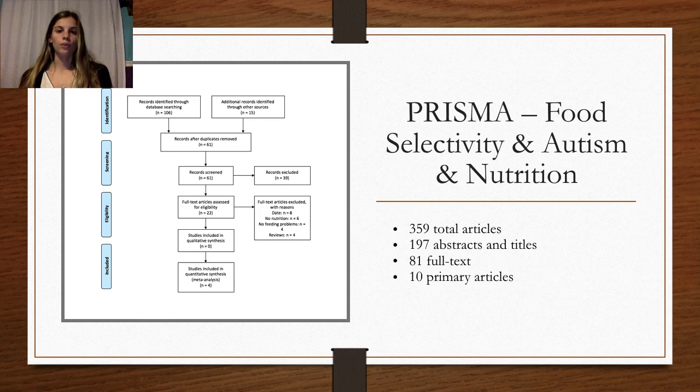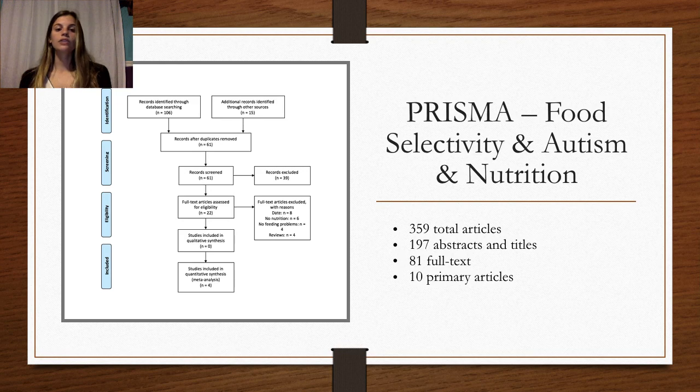After coming up short with the first search terms, I decided to try the other terms, food selectivity and autism and nutrition. This time I used food selectivity instead of feeding problems, since many studies often used food selectivity, and it was the most common feeding problem seen among individuals with autism based off my research. I also added nutrition to ensure I was getting some more articles that discussed this topic. With this search, I had 106 articles available to me.